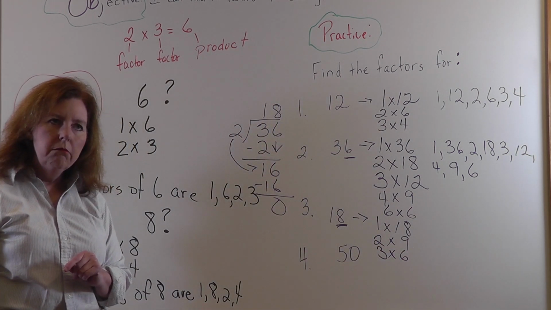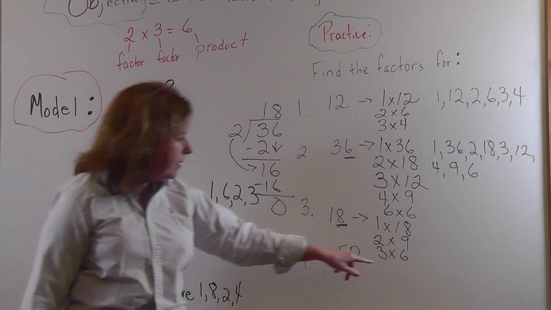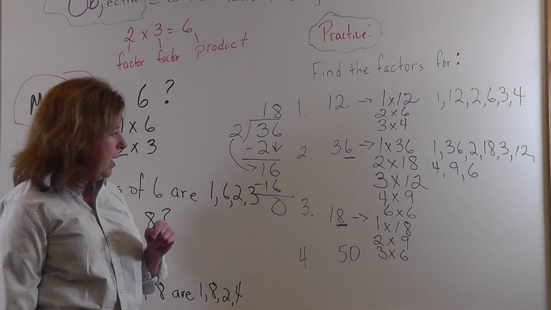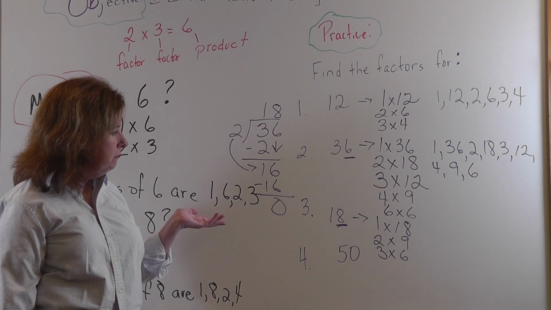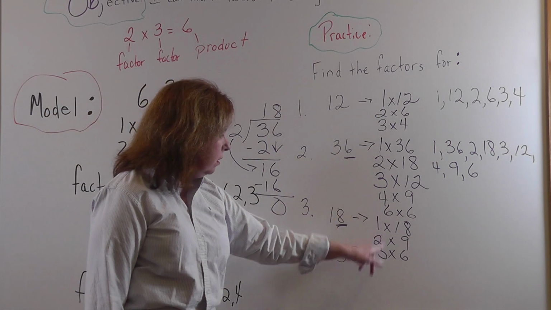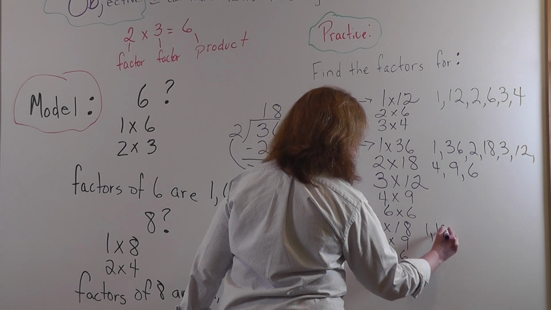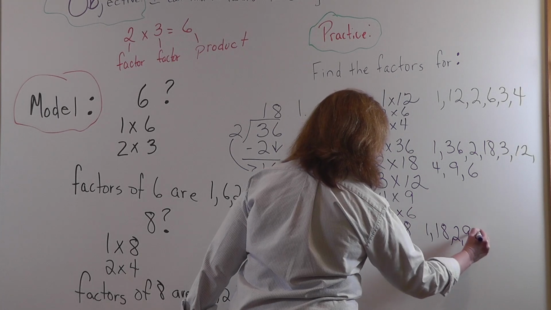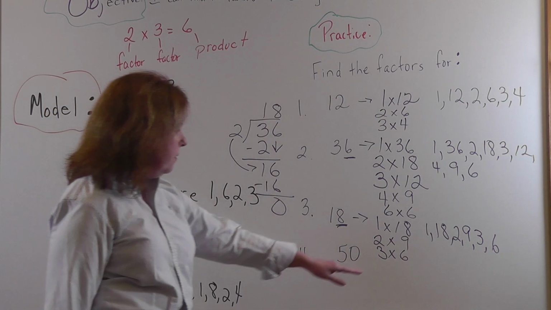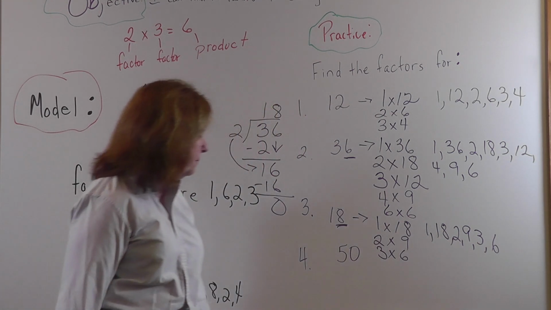Then I go to 4. No. 5, no. 6, yes, because 6 times 3 is 18. 7, no. 8, no. 9. 9 times 2, already have that one. So these are all the factors for 18. So 1, 18, 2, 9, 3, and 6. So those are the factors for 18.